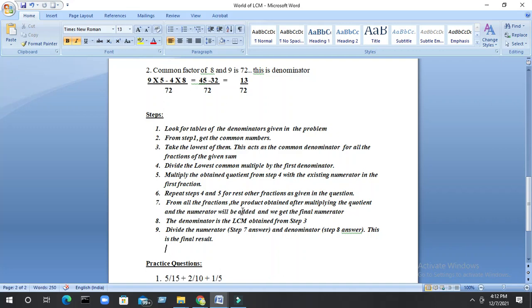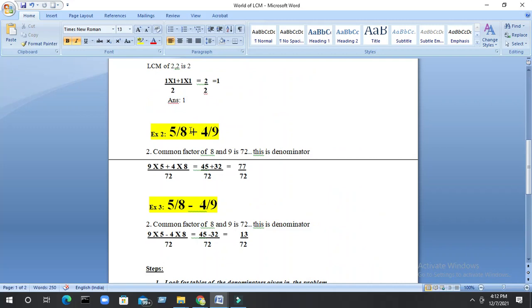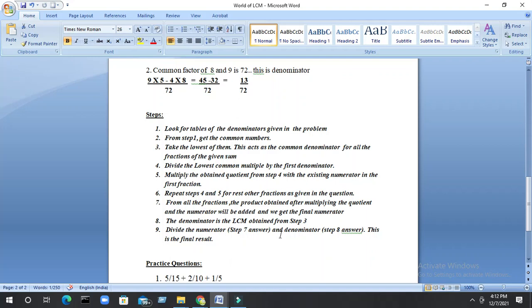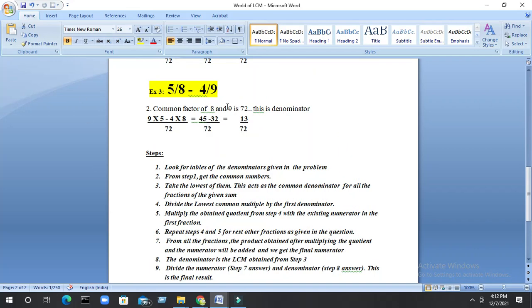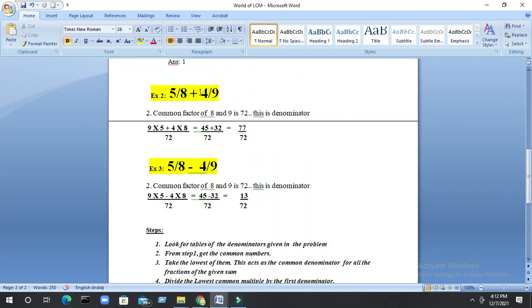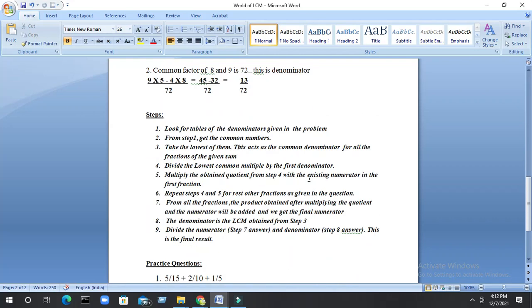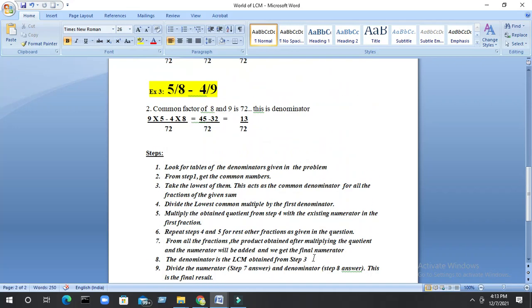Let me repeat again. We had two fractions in the above example. What are those? 5 by 8 and 4 by 9. From these fractions, whatever products you got after you multiplied the quotient and its numerator will be added or subtracted, as given in that problem. Then we will be getting the final numerator. And what happens to the denominator? That itself is nothing but the LCM. Then divide the numerator and the denominator separately. This will be your final result.